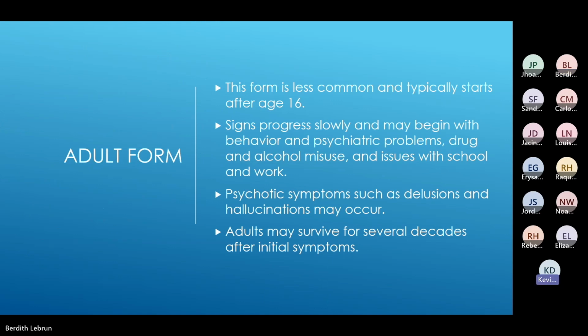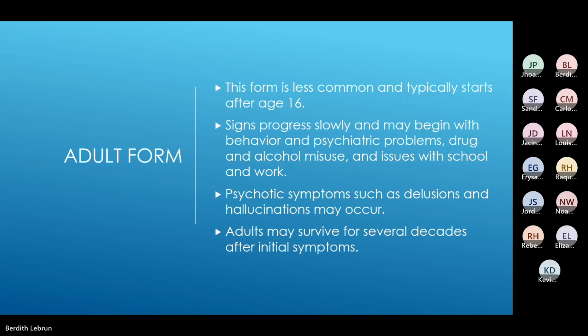Okay, for the adult form, this is less common and typically starts after age 16. Signs progress slowly and may begin with behavior and psychiatric problems, drug and alcohol misuse, and issues with school and work. Psychotic symptoms are delusions and hallucinations. Adults may survive for several decades after initial symptoms.